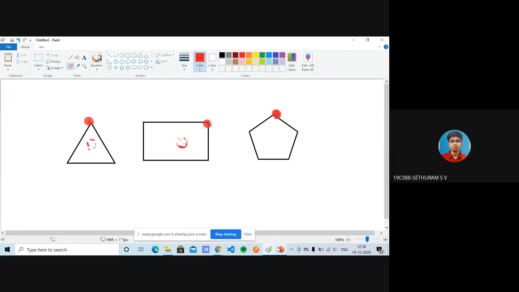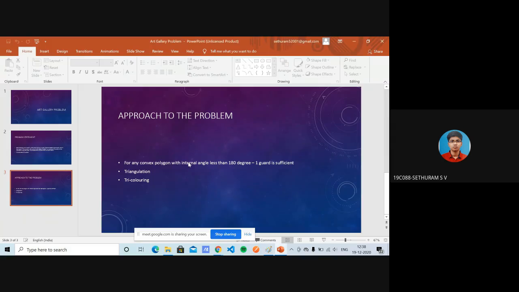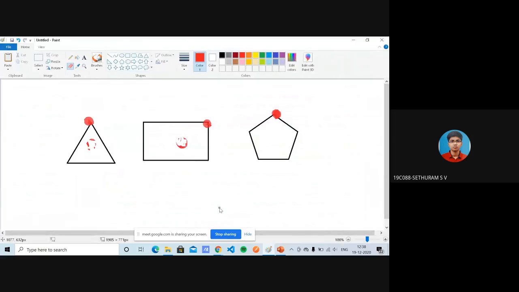As for the next approach, which is called triangulation, it's a simple concept in itself. The concept is that any arbitrary polygon can be triangulated. I'll better show you, which will be easier to understand. So you can see over here, a triangle in itself is triangulated. It satisfies the definition.